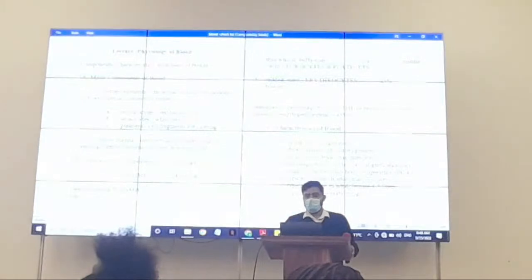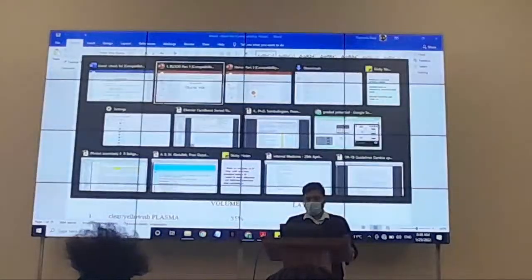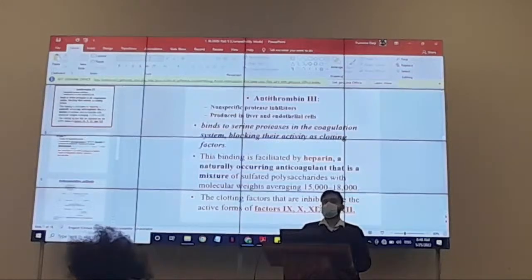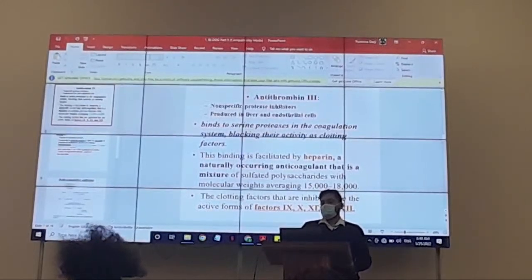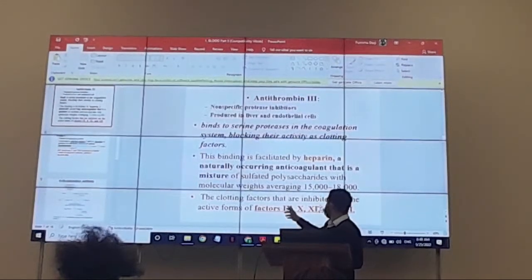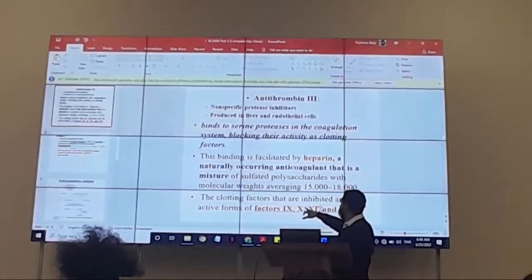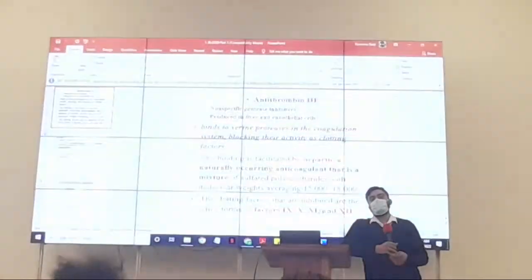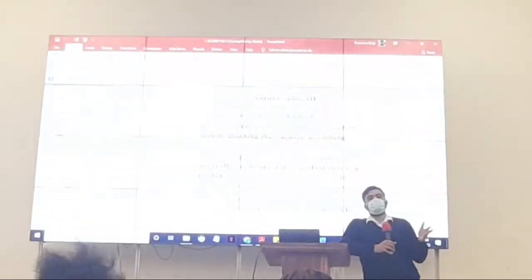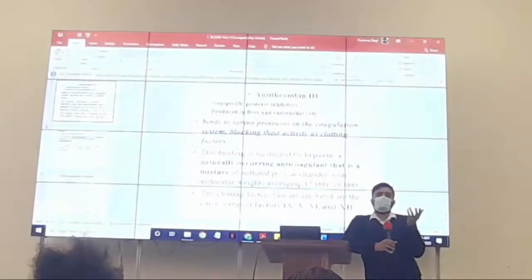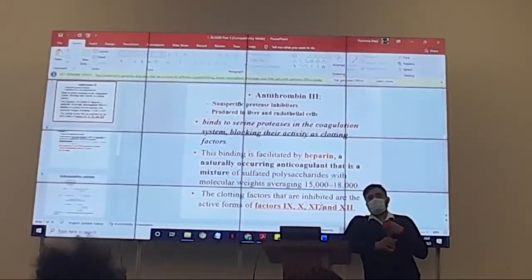And then when you look at factor 8 and 9, when somebody is lacking factor 8 and 9, it causes hemophilia A. Is there any chance whereby if you have excess of antithrombin 3, you can have hemophilia? No, antithrombin 3 doesn't inhibit factor 8. The clotting factors of the intrinsic pathway are 9, 10, 11. What we are saying is that there is what we call acquired hemophilia, where for some reason there's a drop in your factor 8, factor 9.